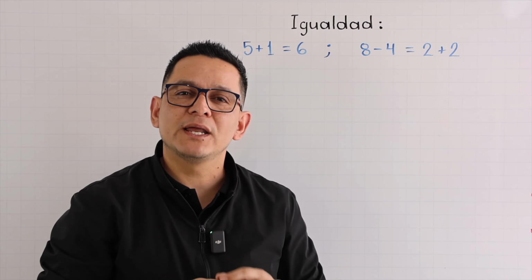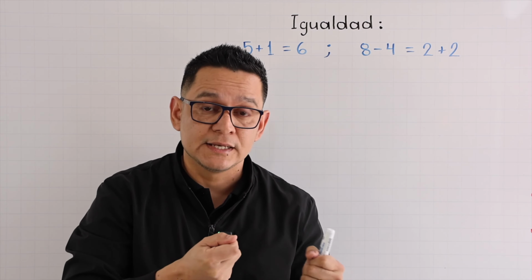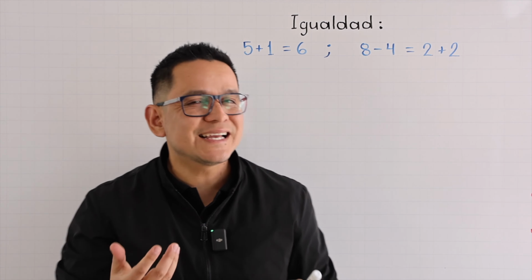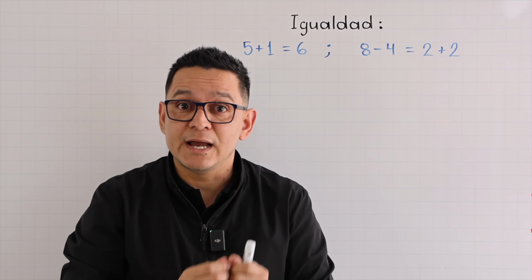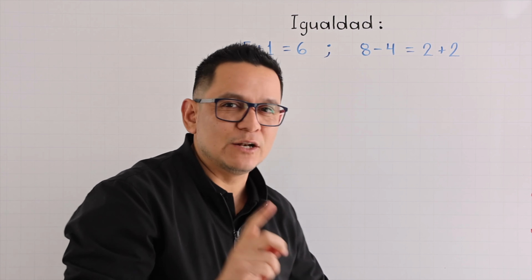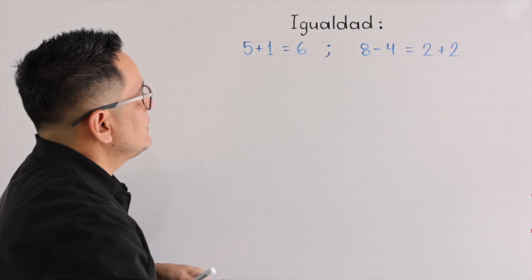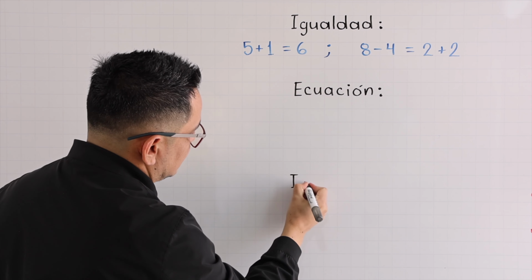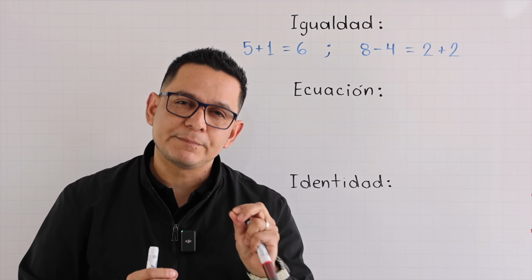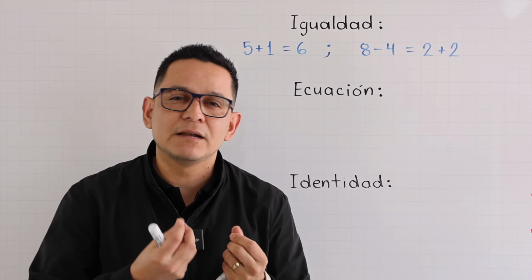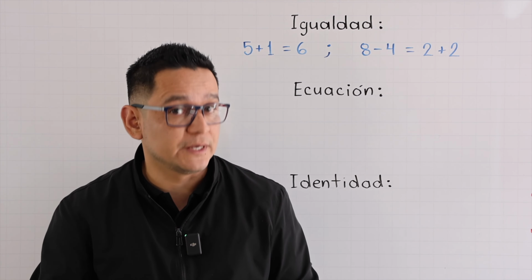But what happens, for example, if we have letters? That is, if we have variables or unknowns. Well, in this case, we could have either an equation or an identity. And it's very important that you know how to tell the difference. Let me write equation over here, and I'll write identity over here. It's very important that you know how to distinguish an equation from an equality, because even though they seem similar in concept, they're actually quite different things.